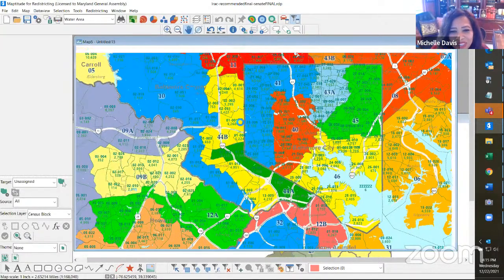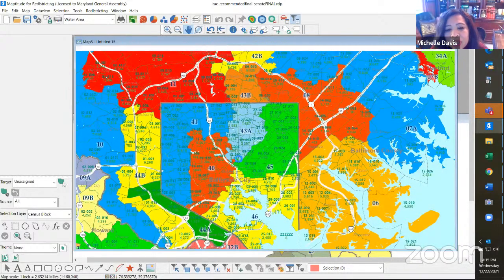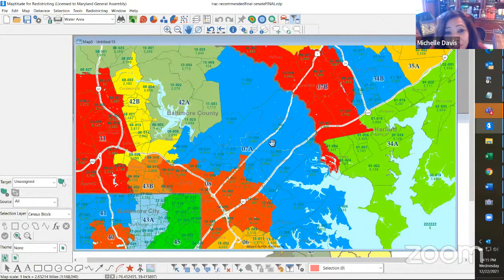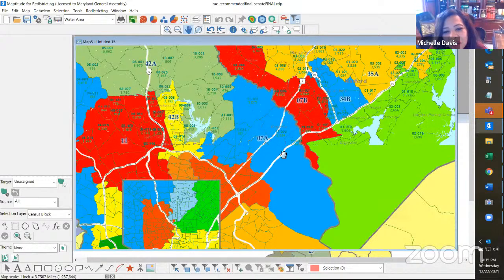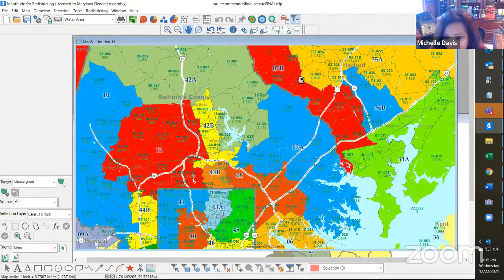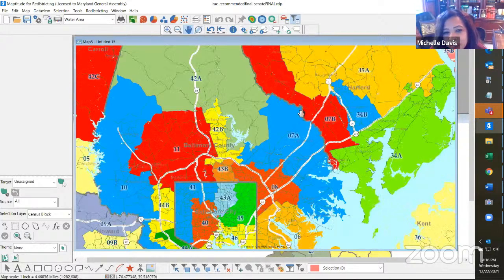Before I go the other direction, I just wanted to show the other new sub-district, which is District 7. I have to say I'm less familiar with this area, but we have a 7A and a 7B. 7B's in Harford County and 7A's in Baltimore County. So again, that's the reason for creating the new sub-district there.